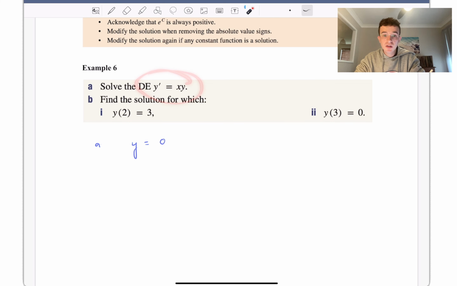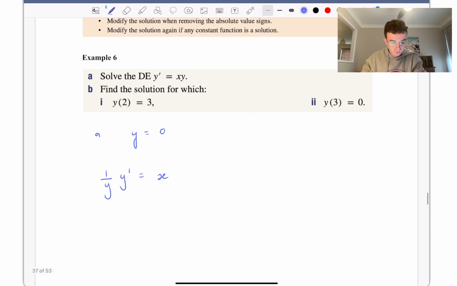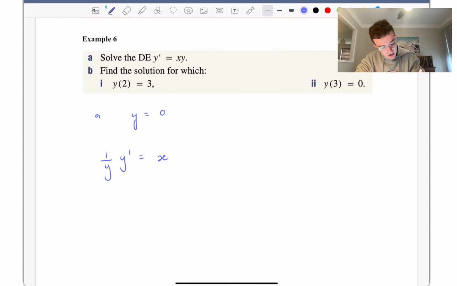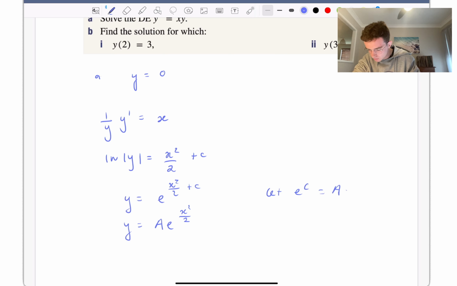So part A, we're going to solve 1 on y, y dash is equal to x. So we divided the y over because this is a separable first order differential equation. It's also linear. So the natural logarithm of y is equal to x squared on 2 plus c. So y is equal to e to the x squared on 2 plus c. But remember, when I've got that plus c, I let e to the c equal to a. So y is equal to a e to the x squared on 2. Okay, so that's our general solution there.